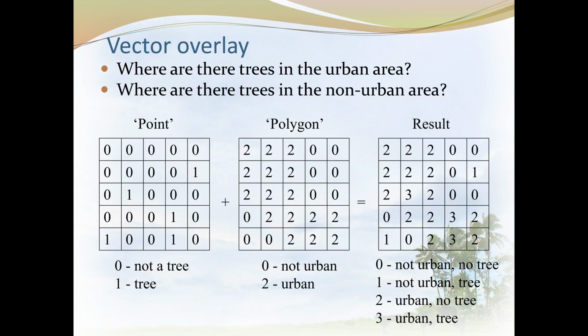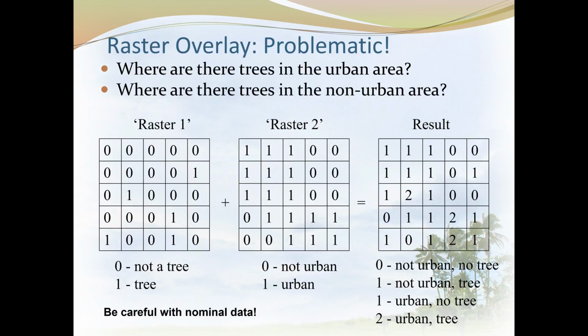for example, you want to combine these. 0 means not a tree and 1 is tree, and 0 is not urban and 2 is urban. And not urban, no tree will be 0, okay? And then no urban tree, urban no tree, and urban tree. So that's very interesting to combine. And the raster overlay could be problematic. Let's look at the example here. So where are these trees in the urban area, where are these trees in the non-urban area? So be careful with the nominal data.